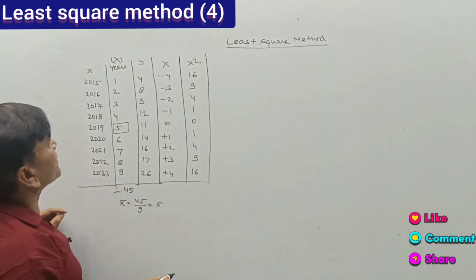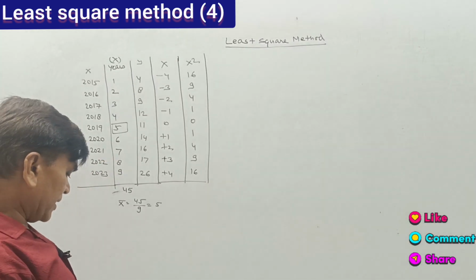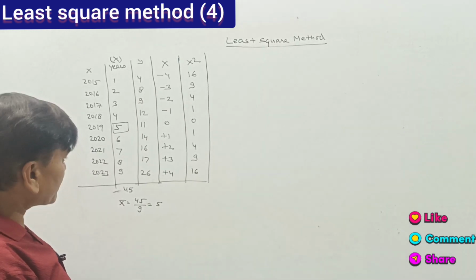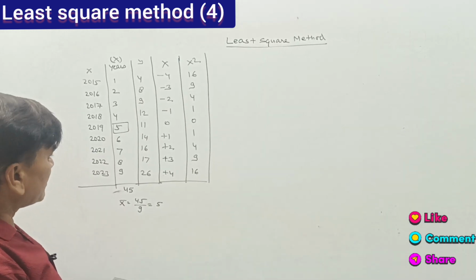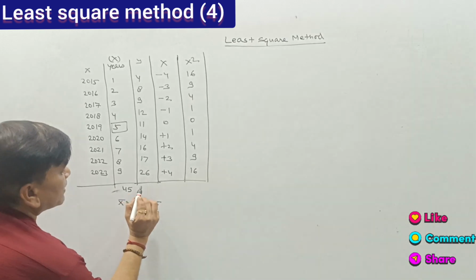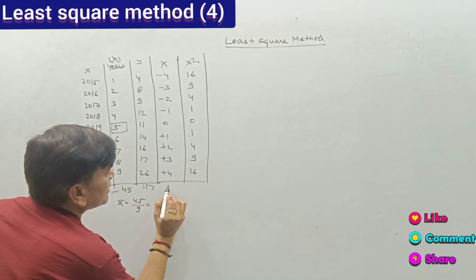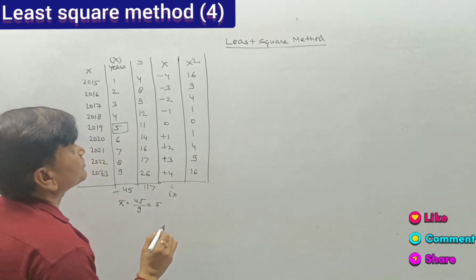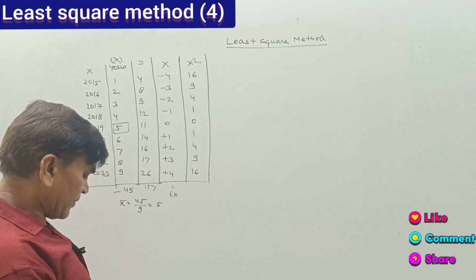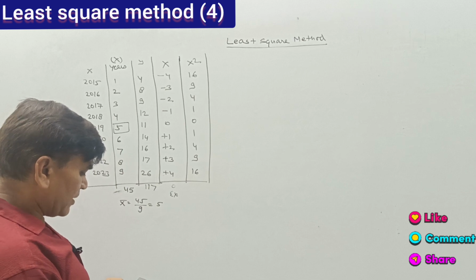First we want the total of y, that is 4 plus 8 plus 9 plus 12 plus 11 plus 14 plus 16 plus 17 plus 26. So that is 117. And the addition of x is 0, sigma x is 0. Now sigma x square: 16 one time, 2 times, 9 one time, 2 times, 4 one time, 2 times, 1 one time, 2 times. So that is 60.